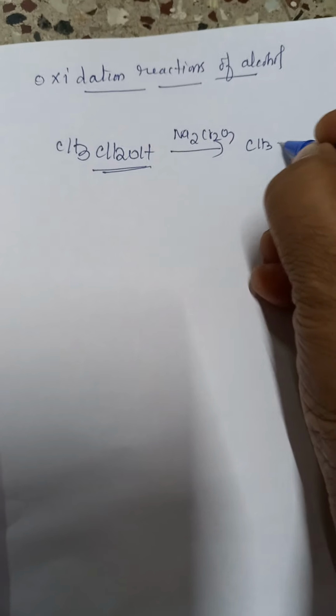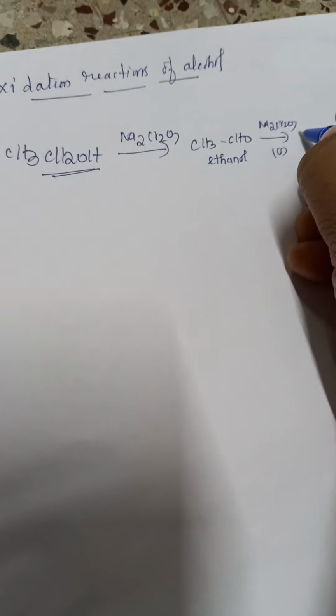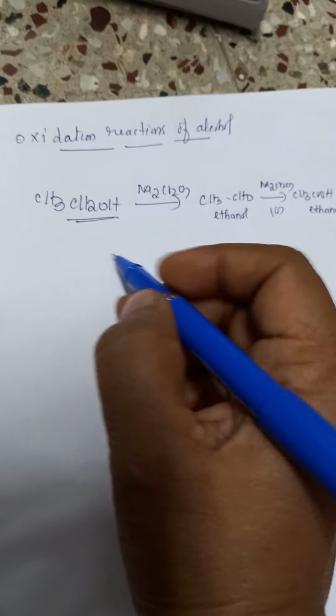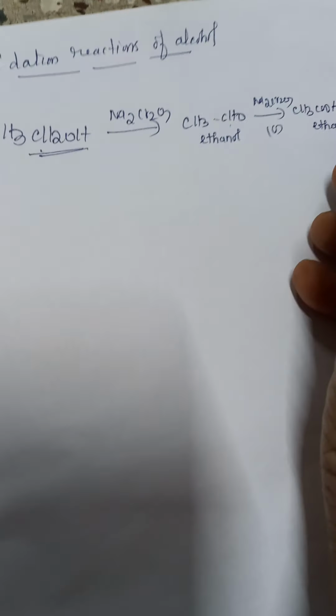With acidified sodium dichromate, the primary alcohol is converted to an aldehyde group, that is CH3CHO, from ethanol. Then this is once more oxidized with sodium dichromate to ethanoic acid, CH3COOH. So primary alcohol is oxidized to the aldehyde group, then to the acid group.